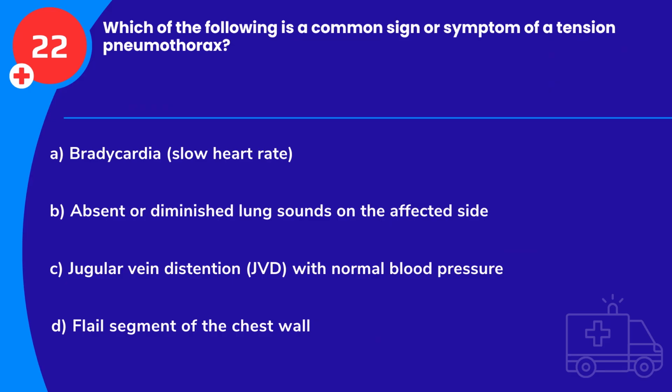Question 22. Which of the following is a common sign or symptom of tension pneumothorax? A. Bradycardia, slow heart rate. B. Absent or diminished lung sounds on the affected side. C. Jugular vein distension, JVD, with normal blood pressure. D. Flail segment of the chest wall.